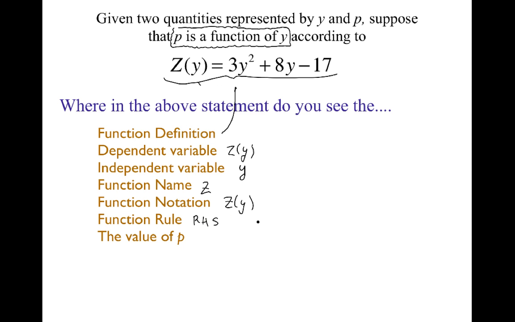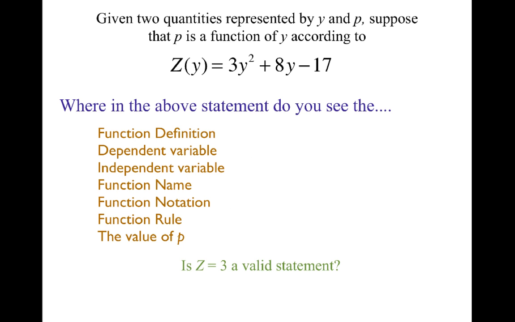Where do you see the value of p in that expression? Z of y. Questions on those? So the definition is the whole thing. It's the notation and the rule. The function notation along with the rule gives you the whole definition. Notice that's z of y, our dependent variable. We call that function notation, and in this case, it's the value of p. Z of y. Any questions?